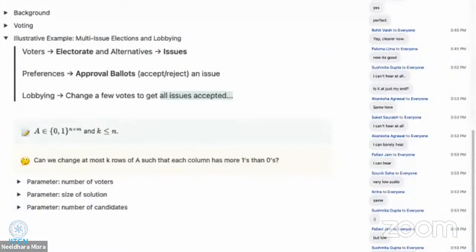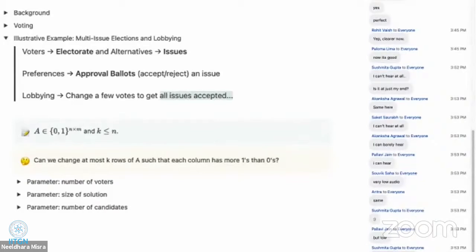So all right, here we are looking at a setting of essentially approval ballots, and so typically one has an electorate that's voting over multiple alternatives, and their votes can be thought of as yes or no votes. And the lobbying problem is the question of whether we can change a few votes to get all issues accepted. This is a special case. You might say that you're interested in a fixed subset of issues or alternatives, and you want to get those accepted. And for simplicity, I'm going to say that an issue is accepted if, let's say, more than half of the voters vote for that issue. For now, let me just assume that the number of voters is odd, although it's not a crazy assumption. We can work around it.